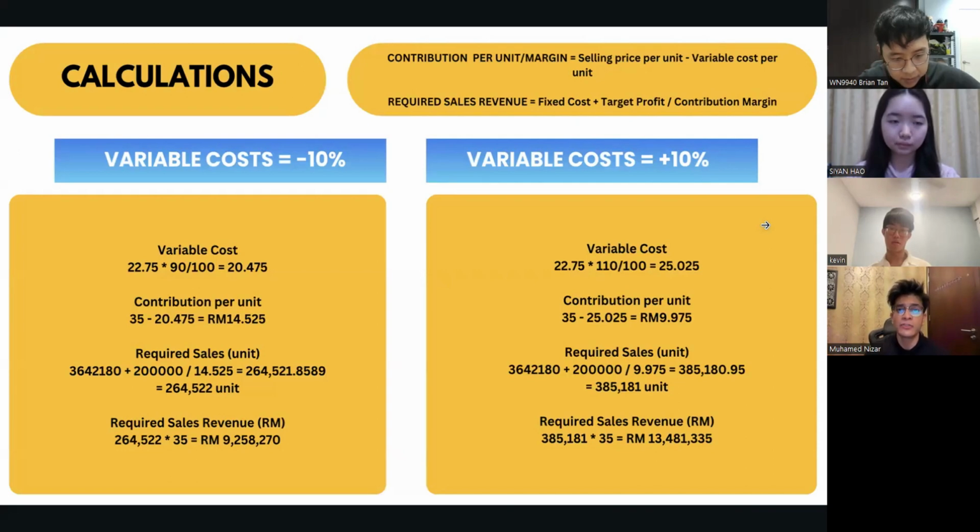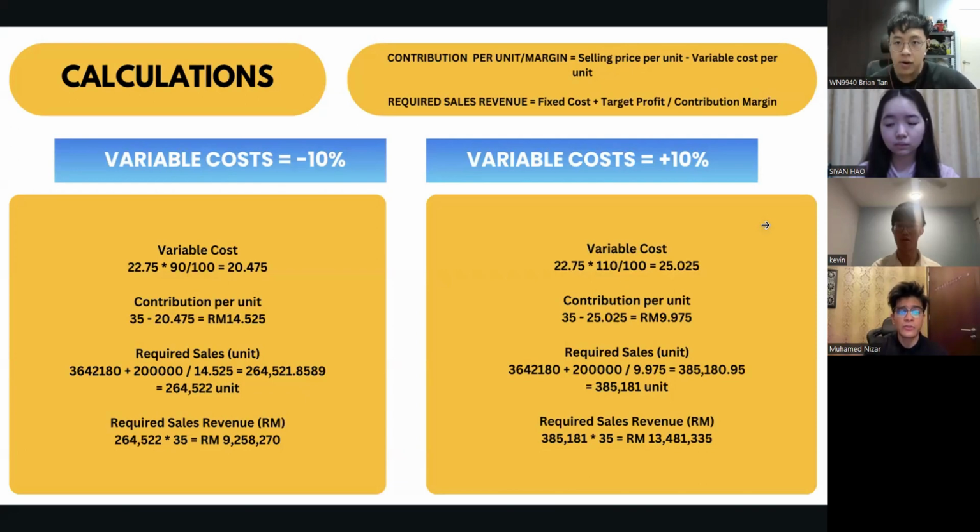The required sales revenue is the fixed cost plus targeted profit, divided by the contribution margin. If the variable cost is minus 10%, the variable cost would be 22.75 multiplied by 90 over 100. I get 20.475, so the contribution per unit is around 14.525 ringgit. The required sales per unit is 3,642,180 plus 2 million divided by 14.525. I will get around 264,522 units.